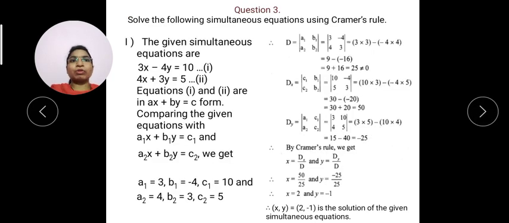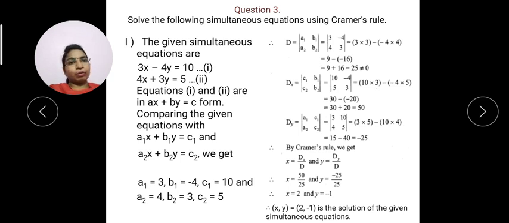Now students, question number 3. Again, I will explain some more examples of how simultaneous equations are solved by Cramer's rule. The determinant was first explained by the mathematician Cramer, and therefore this method is called Cramer's rule. By using determinants we can solve them.